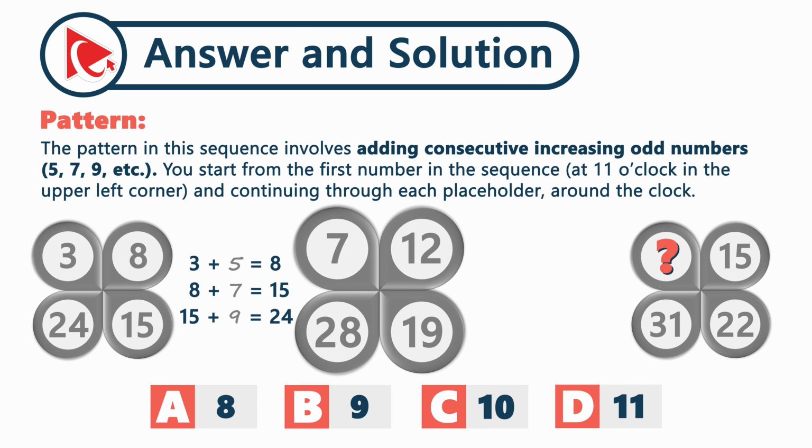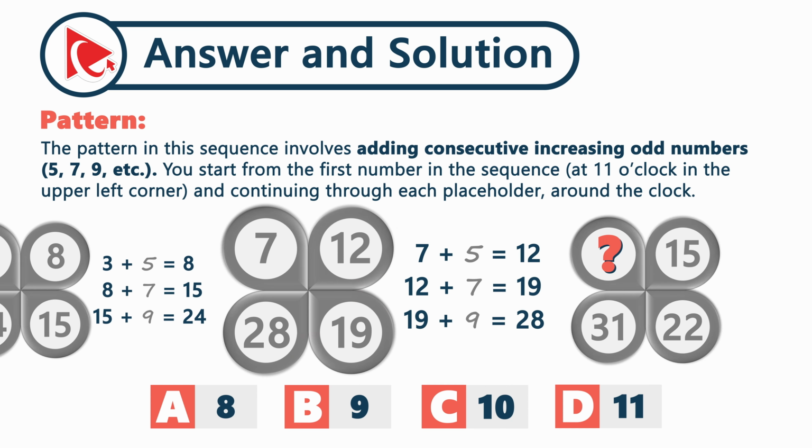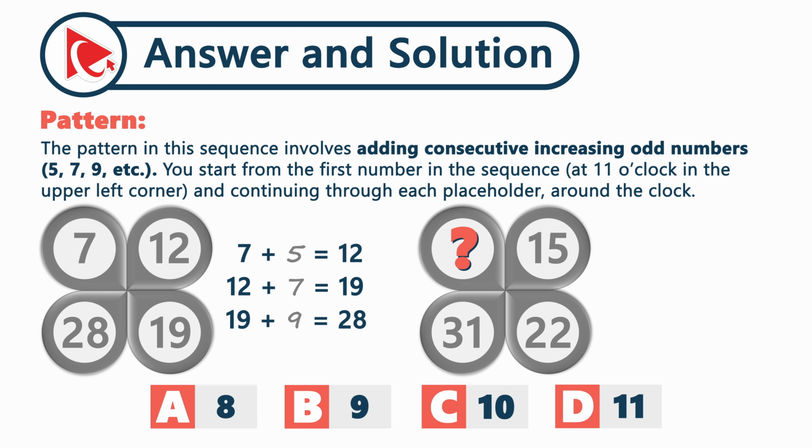Let's confirm our calculations with the second shape. 7 plus 5 equals 12. 12 plus 7 equals 19. And 19 plus 9 equals 28. Now it's time to look closely at the third shape. As you can see, the starting number is missing. So for calculations, instead of addition, we should use subtraction. 15 minus 5 equals 10. So the correct answer here is choice C, 10.